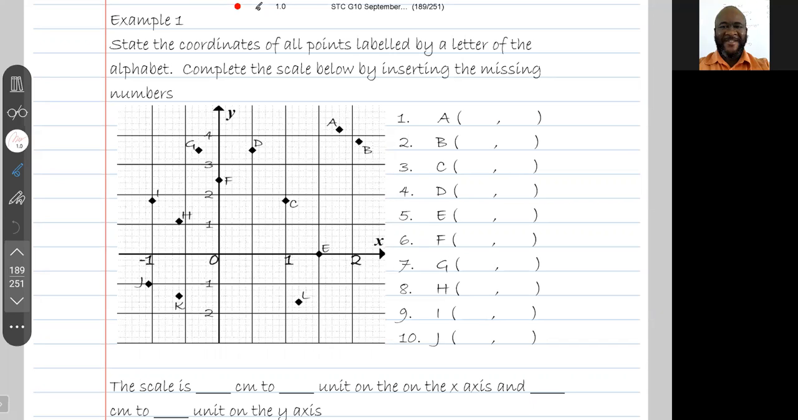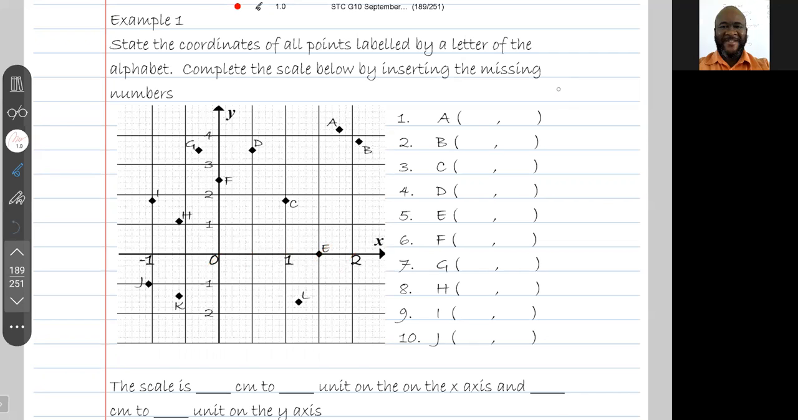First of all, looking at the graph, I can see that the scale on the x-axis is 2 centimeters to 1 unit, because every 2 centimeters, the number goes up by 1. So 0, 1 centimeter, 2 centimeter, 1. 1 centimeter, 2 centimeter, 2. So the scale on the x-axis is 2 centimeters to 1 unit. Every 2 centimeters, the number goes up by 1.